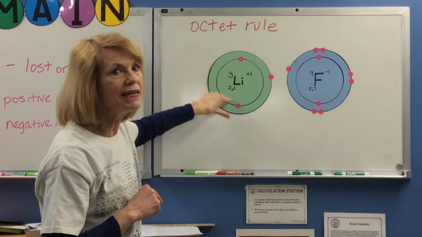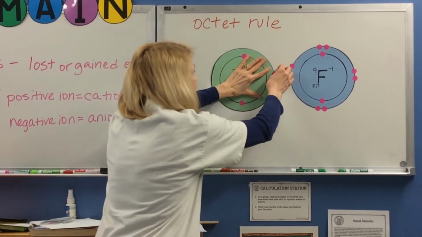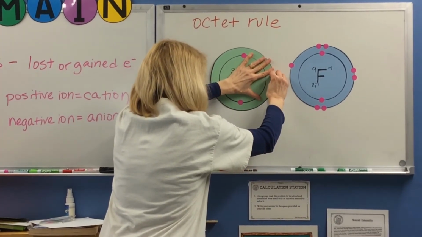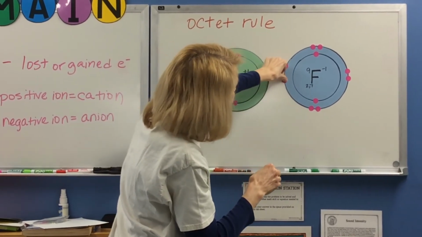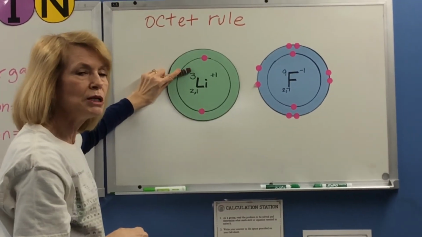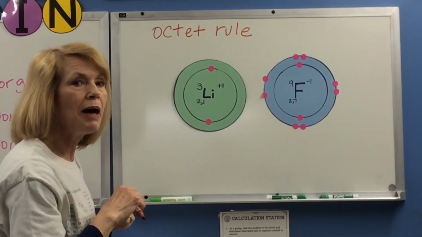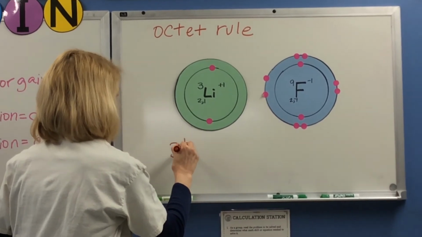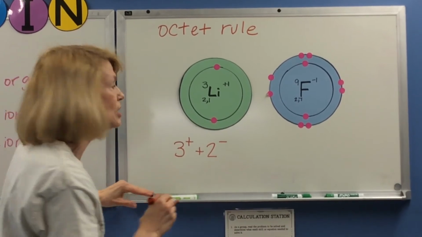With 2 electrons in it, and that's full. So lithium's going to be happy then. So lithium's going to get rid of this electron, and it's going to give this electron to fluorine. So now lithium has 3 protons and 2 electrons. So 3 positive and 2 negative. So it has an overall charge of -1.